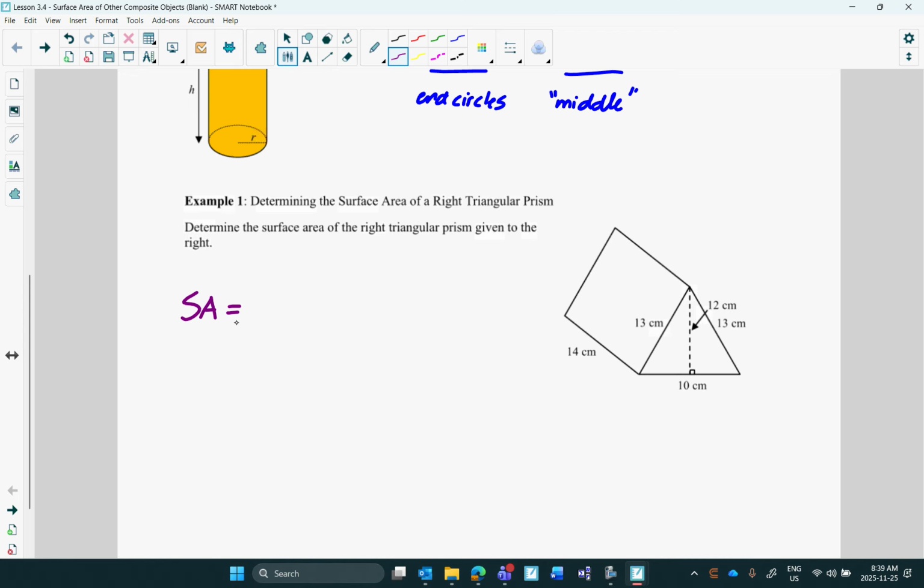First case, what kind of shape do we have? Triangular prism. Okay. And you see all the dimensions that you're given there. How would you find the area of the triangle on the end? What are the numbers? 10 times 13? 12. 12. Remember, height means vertical.